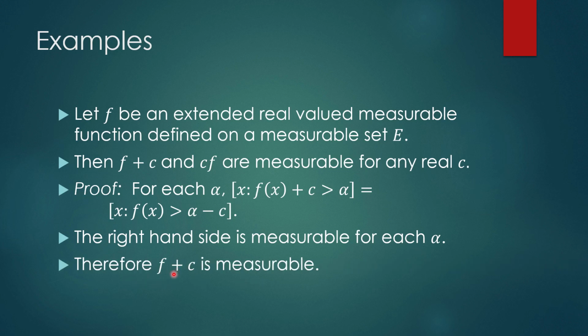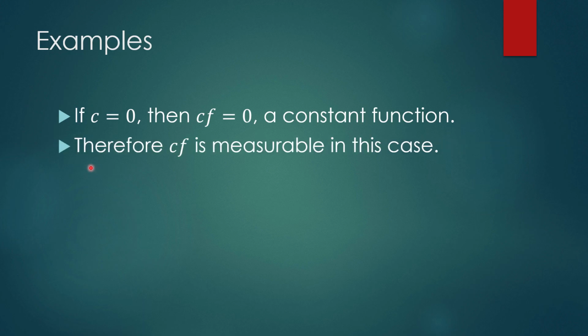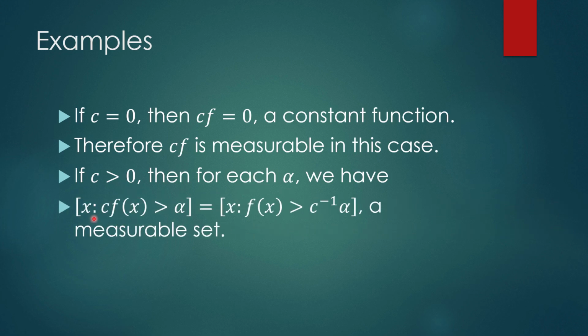Okay. And next, if c is equal to 0, cf is equal to 0, a constant function. We have shown that a constant function is measurable. So in case c is equal to 0, cf is measurable. Okay. If c is greater than 0, then for every alpha we have the set of x such that cf(x) is greater than alpha is equal to the set of x such that f(x) is greater than c inverse alpha. All right. So since f is measurable, this is measurable for every alpha. Hence cf is measurable in this case also.